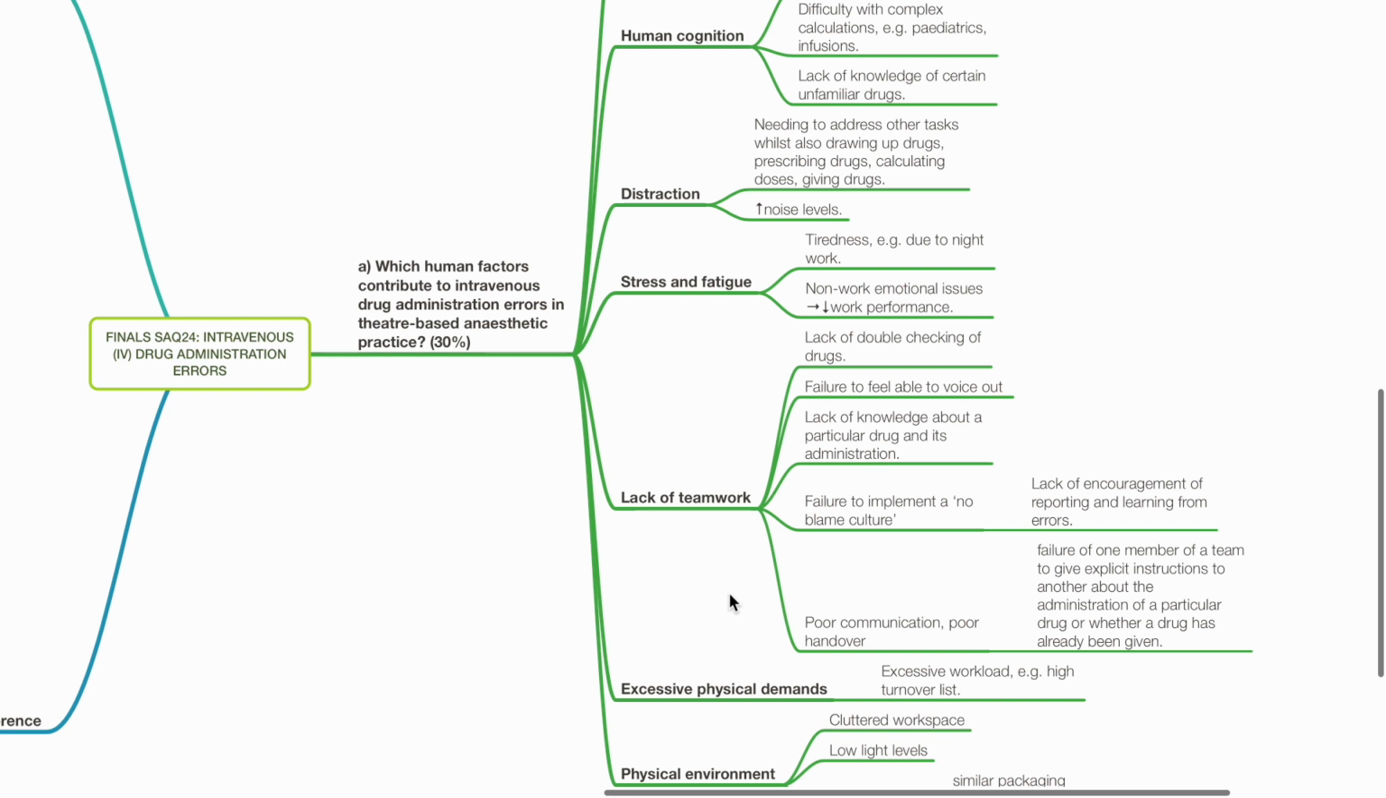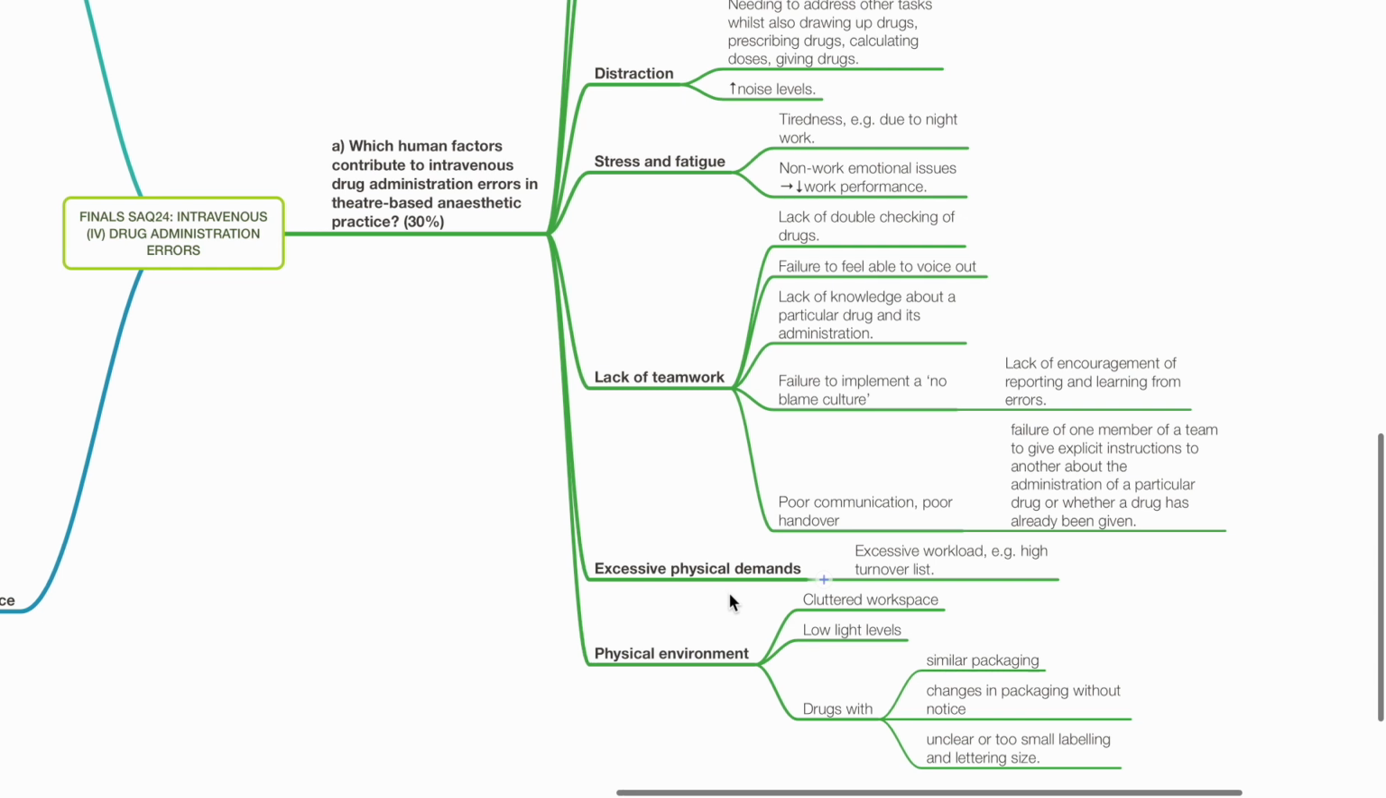Lack of teamwork: lack of double checking of drugs. Failure to feel able to voice out. Lack of knowledge about a particular drug and its administration. Failure to implement a no-blame culture. Lack of encouragement of reporting and learning from errors.